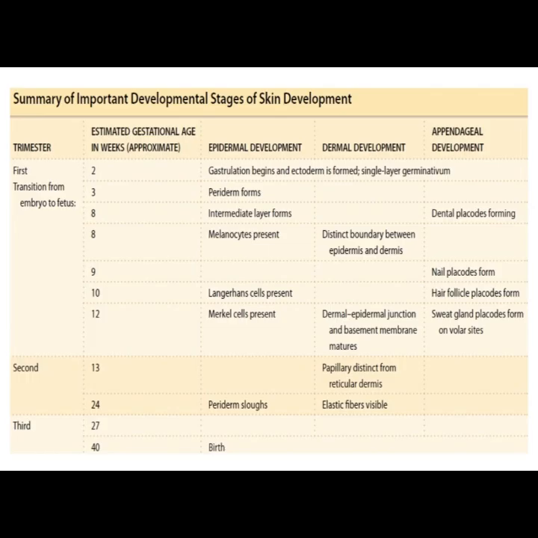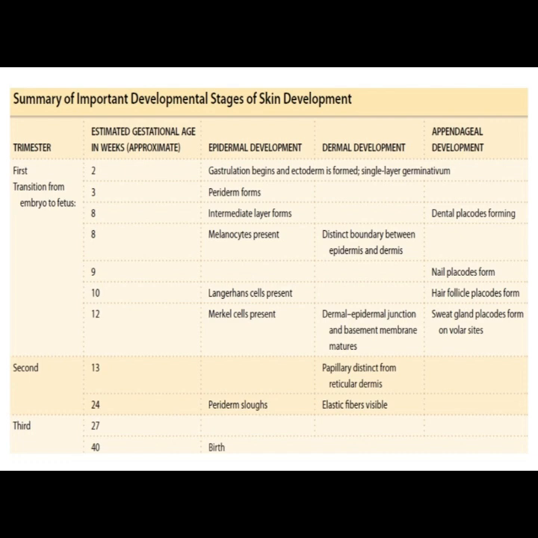Summary of important developmental stages of skin development. First trimester, transition from embryo to fetus. 2 weeks. Epidermis, gastrulation begins, ectoderm forms. Dermis, single-layer germinativum appears. 3 weeks. Epidermis, periderm forms, serving as a temporary protective layer. 8 weeks. Epidermis, intermediate layer forms, melanocytes become present. Dermis, a distinct boundary between epidermis and dermis is established.